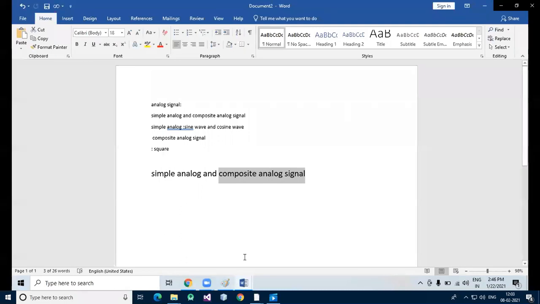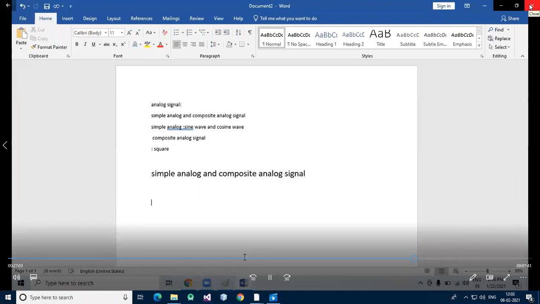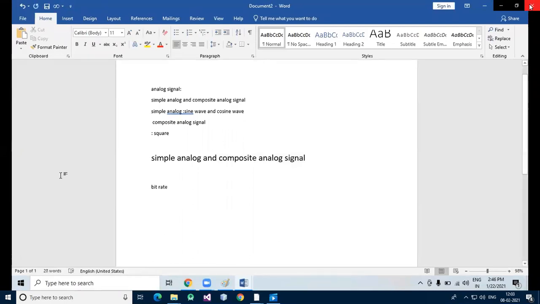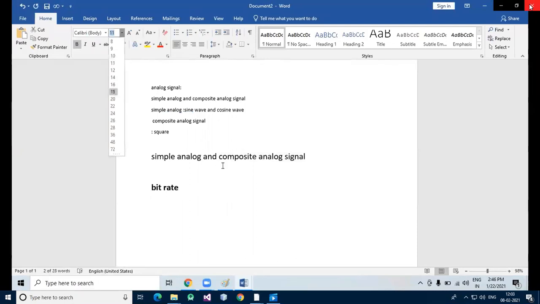Then here bit rate is there. Bit rate is defined as the number of bits transmitted or sent in 1 second. It is expressed in bits per second. The relation between bit rate and bit interval is: bit rate is equal to 1 divided by bit interval.